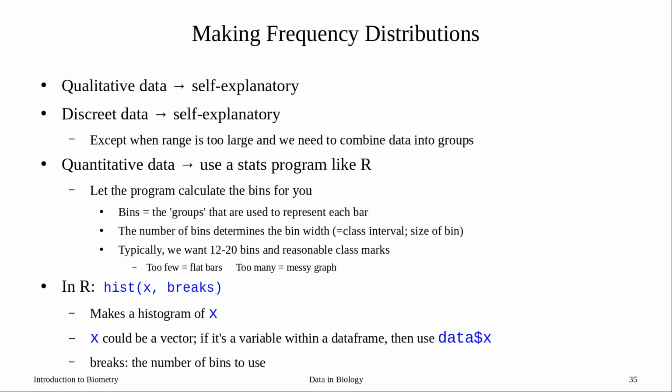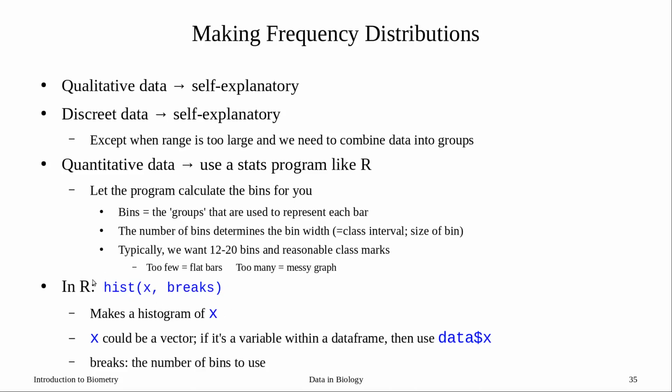What about this 12 to 20? Well, if we've got too few bars, too few groups, then our histogram's basically going to be flat. We're not going to see any detail. If we have too many, then we're going to see way too much detail. It's going to be messy, and it's going to hinder our ability to really determine if our data have an underlying normal distribution. So with our quantitative data, we're just going to let R do it for us, and R does a pretty darn good job at it.